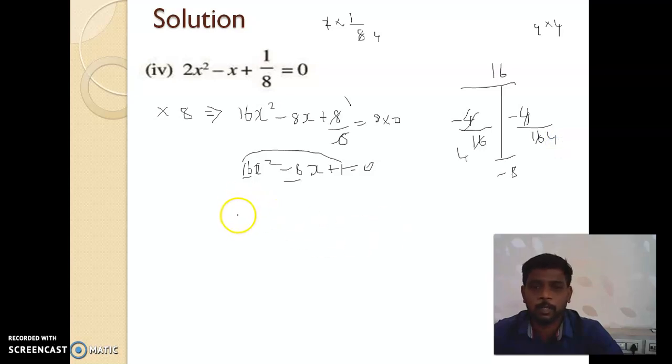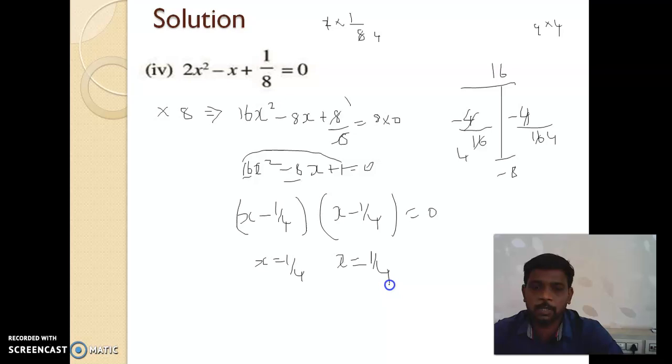Now what are the solutions now? So x minus 1 by 4 into x minus 1 by 4, the same, equal to 0. So when we simplify this separately, x equal to 1 by 4. And similarly here also x equal to 1 by 4. So here both the solutions are the same. So that is the procedure to solve the quadratic equation using the factorization method.